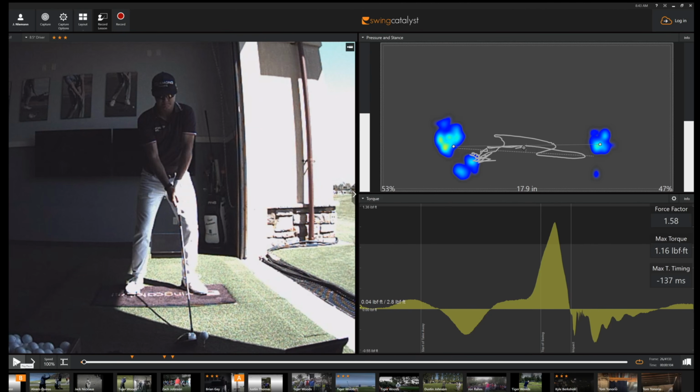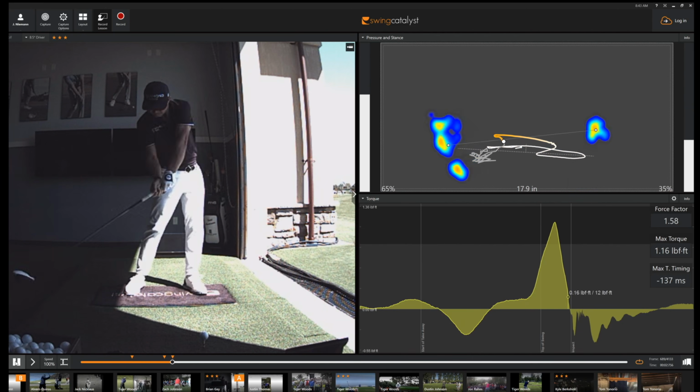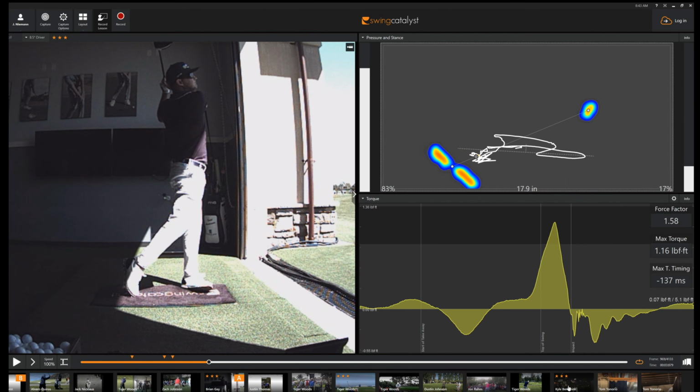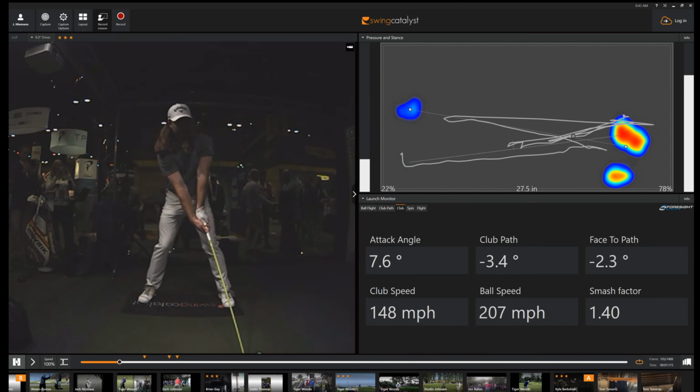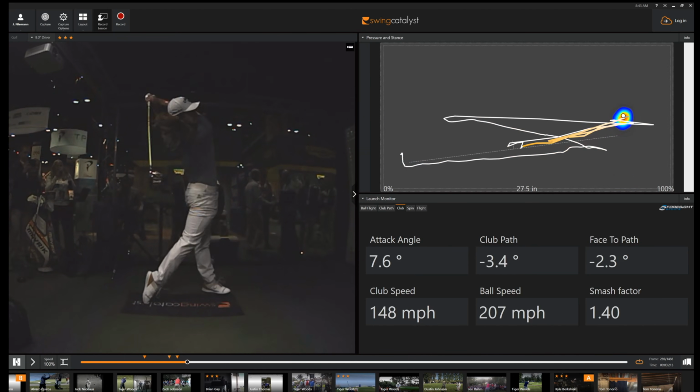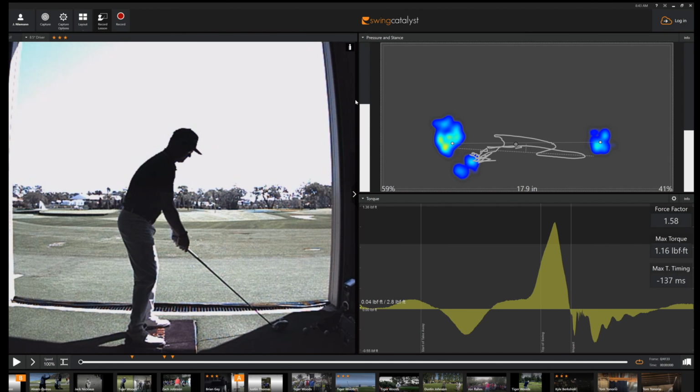Have you ever wondered what the difference is between a 103 mile an hour club head speed, like you see here of Brian Gay back in 2014, and a 148 mile an hour club head speed that you see of Kyle Berkshire? Let's take a closer look at these because the differences are really pretty interesting.